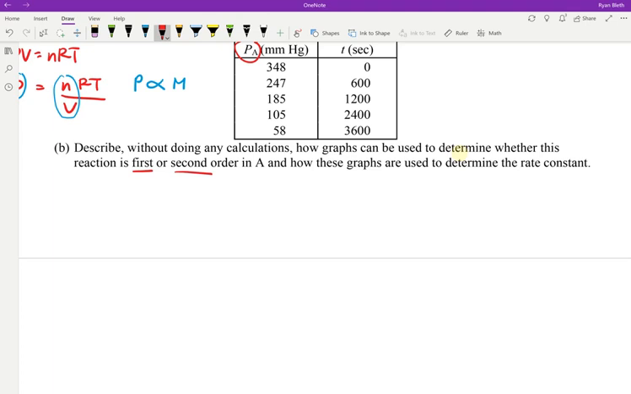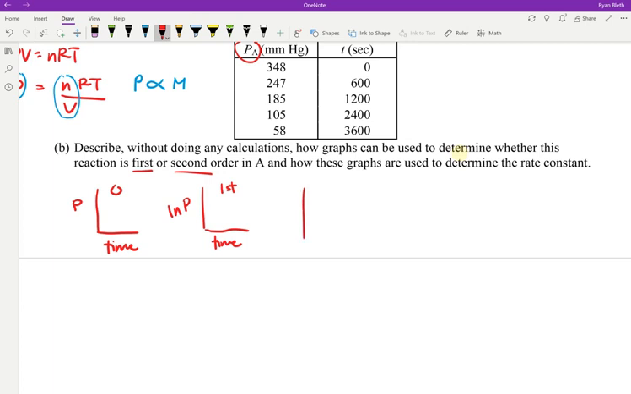Remember the order of our typical graphs; we have three choices. When it's a zero order graph, we have concentration, or molarity, or pressure versus time. For first order, we have the natural log of concentration, or pressure, versus time. So that's first order.